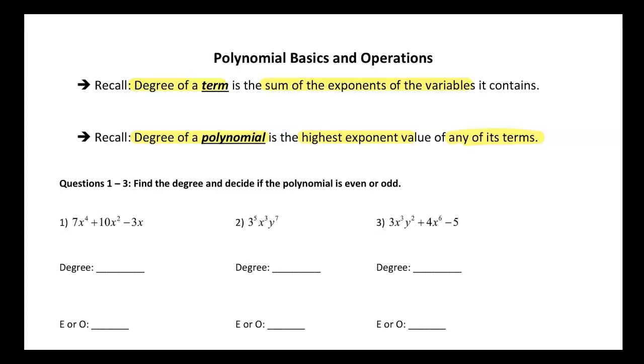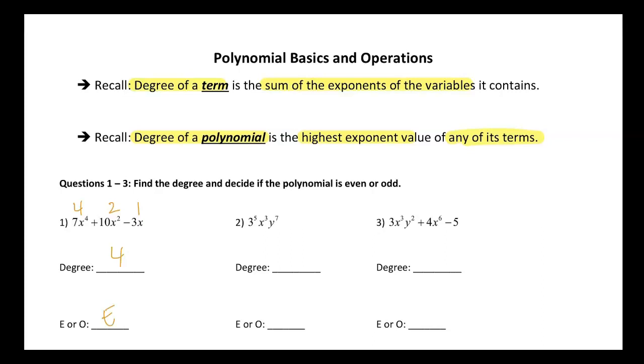For the very first question, there are 1, 2, 3 terms. This is a polynomial. In order to find the degree for each term, we're just going to add the exponents for each of the variables. This term only has one exponent, which is 4. This term only has one variable, and that exponent is 2. And for the last term here, the exponent is 1. Which of those numbers is the highest? 4. So as you're finding the degree for a polynomial, it's just the highest exponent value. So in this question, I'm going to put 4 for my degree. And is 4 even or odd? Even. So I'm going to put E for even.